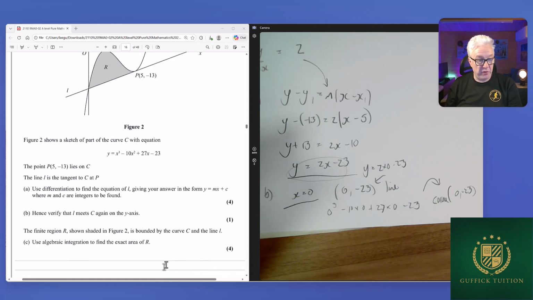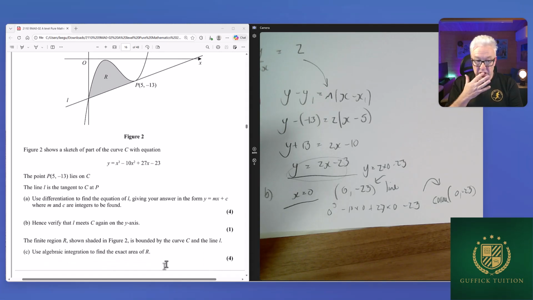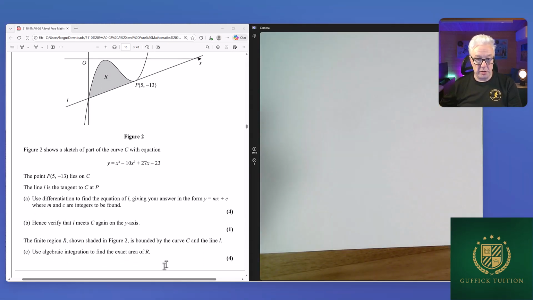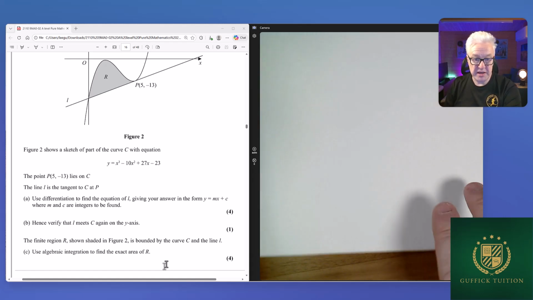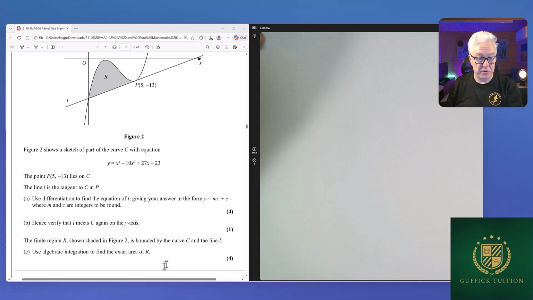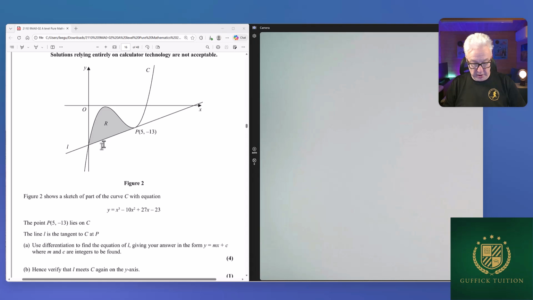Now the last bit for 4 marks, it says the finite region R shown shaded in figure 2 is bound by the curve C and the line L. Use algebraic integration to find the exact area of R. Now when I've looked at this question with students, it does rather confuse people, because that region R is bound by the line and the curve, but it's not touching the axes.